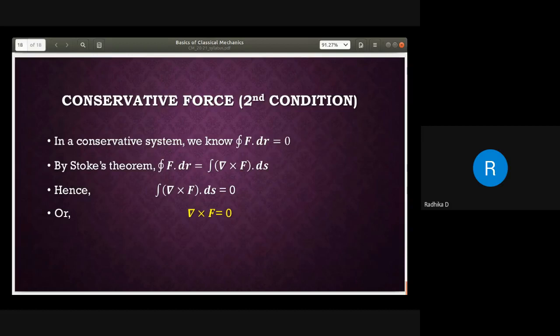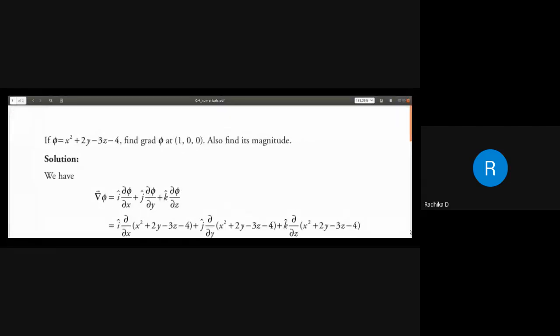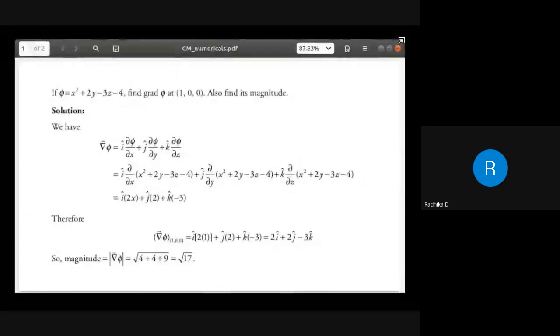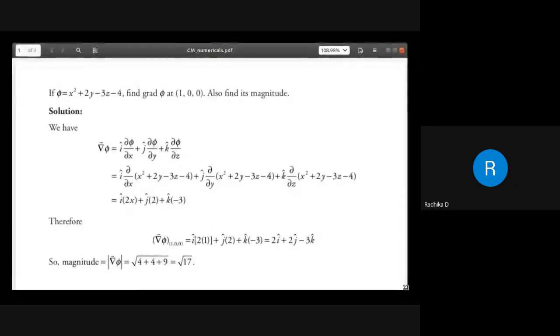Now, let me just switch over to another file. Okay, give me a second. Okay, is this visible? Can you see the screen?